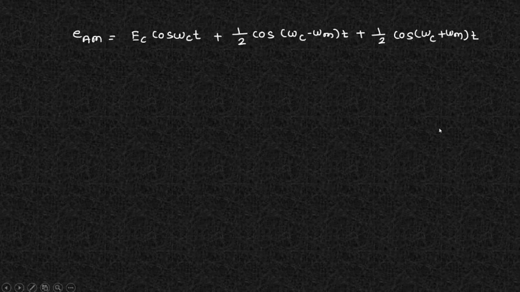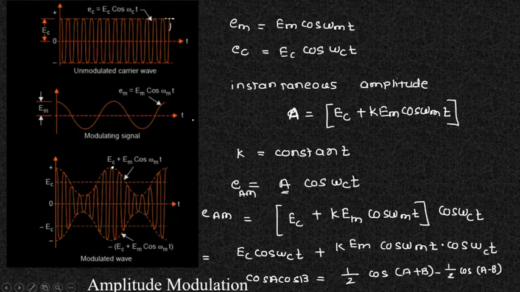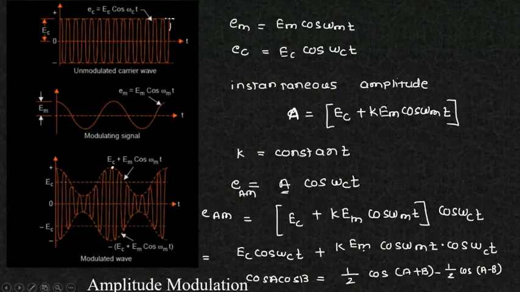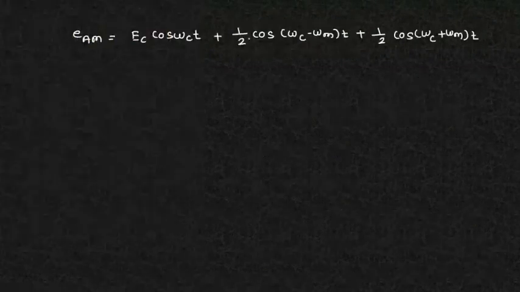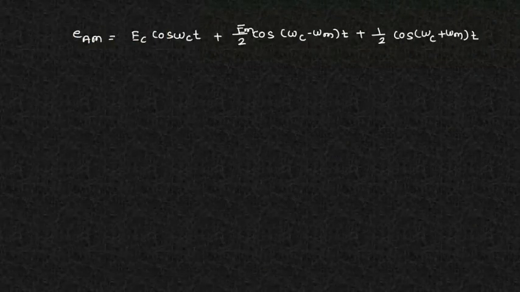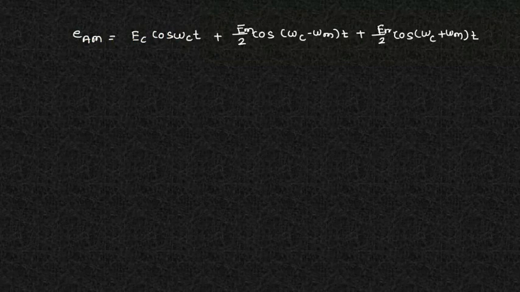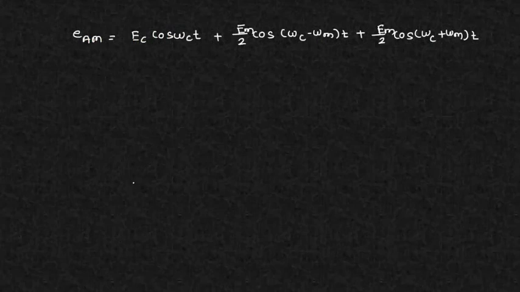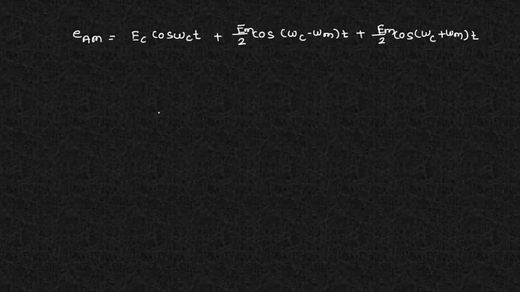So we have already, sorry, I have just forgotten here, I need to take that Em over there. So I can take here Em by 2, Em by 2. So this is my equation which I have got. Now we need to consider here the modulation index.